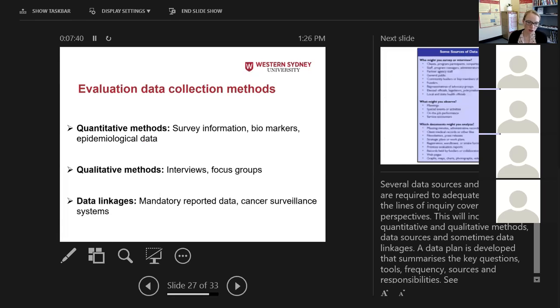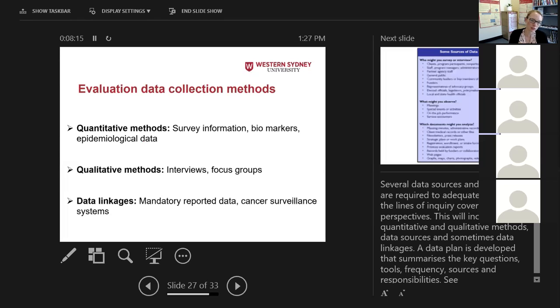Another aspect that we can often tie into this is data linkage. So you might look at qualitative interviewing of a group, but then they might have mandatory reported data such as cancer surveillance or screening data information. You then might be able to link that to the health of that person. So looking at how many times they have screened, and then if they've had a breast cancer diagnosis or not, and a whole lot of different linkages like that can also give you an indication within that population.